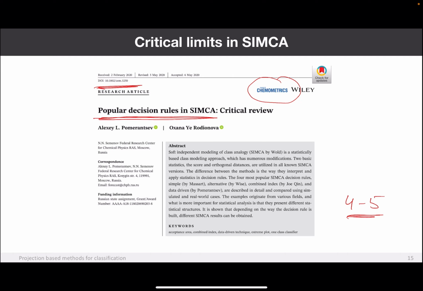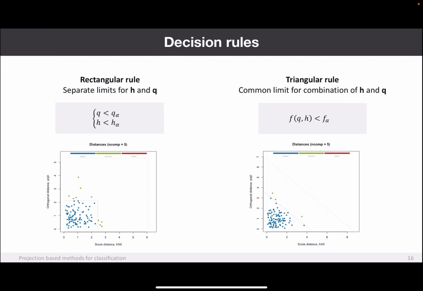Okay, and then there are, strictly speaking, two kinds of decision rules. Either you treat every distance individually, so you compute a critical limit for orthogonal distance, then you compute a critical limit for score distance, and then you define your rule, accept or reject your object, by comparing these individual critical limits, right?